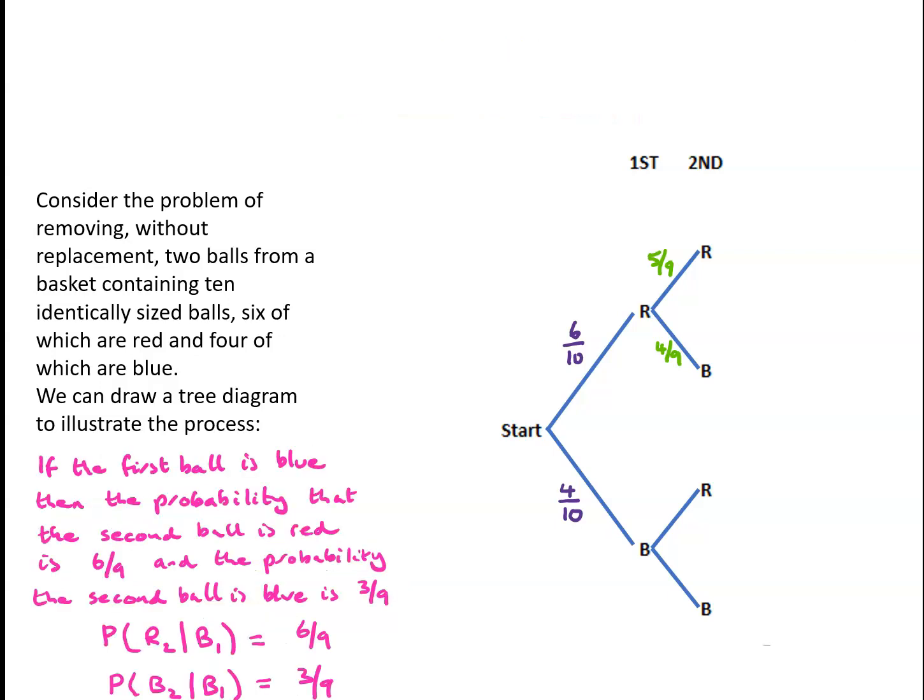Similarly, if the first ball is blue, then the probability that the second ball is red is going to be 6/9, and the second ball is blue with probability 3/9. And again, those are conditional probabilities. We've got 6/9 is the probability that the second ball is red, given that the first one was blue, and the 3/9 is the probability that the second ball is blue, given the fact that the first one was blue.